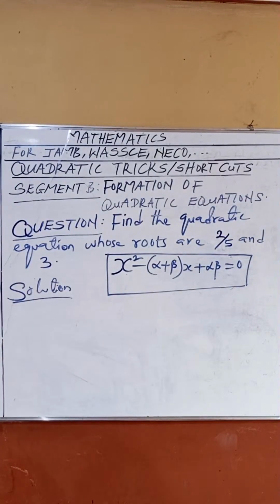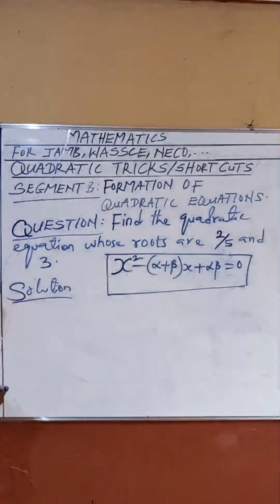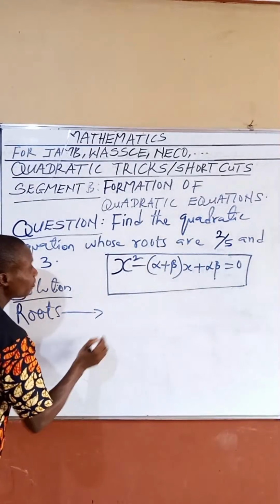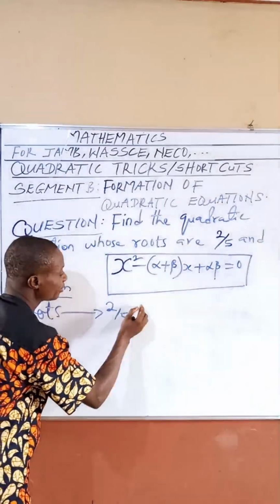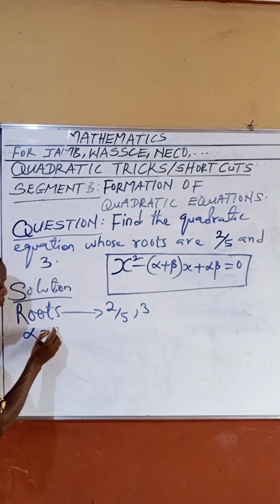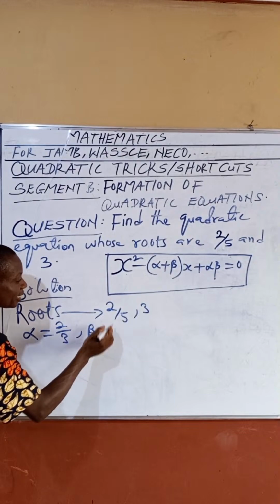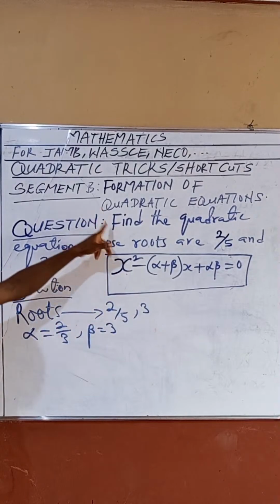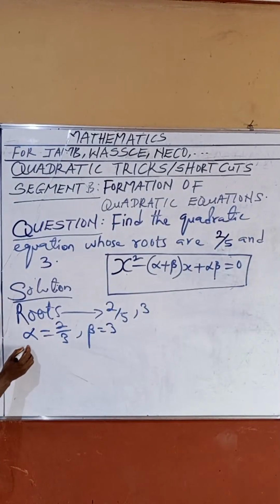Okay. Yes, let's look at it. This is what we have right now. Look at 2 over 5. What are the roots now? The roots have changed. We have 2 over 5, then we have 3. So these are the 2 roots that we have right now. It means that our alpha is 2 over 5 and our beta is 3. So these are the 2 roots of this equation. But we have to find the equation. We have to form the equation.